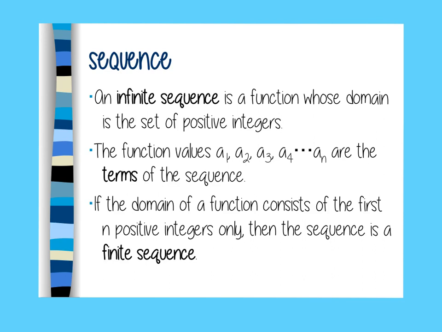So you won't see negative numbers on the bottom, okay? It won't be like a negative 1. It always starts with a sub 1. Sometimes you'll see a sub 0 later on, but for now we're starting with a sub 1. If the domain of a function consists of the first n positive integers only, then the sequence is a finite sequence. So if I say, give me the first 3 terms in the sequence, that's finite because it's got a beginning and it's got an end. When you see a little infinity symbol, obviously that's going to be an infinite sequence because there's no end to it.